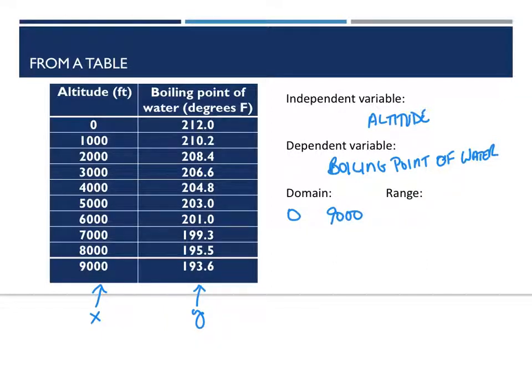Now if we made a graph, we would actually connect all these dots as we went along. The boiling point of water goes down. We would connect those dots because in between we wouldn't expect anything funny to happen. We wouldn't expect all of a sudden here the boiling point of water shot up skyward for some reason. The range, you want to go from lowest to highest, so make sure you're looking at your numbers. The lowest number is 193.6, and the highest number is 212.